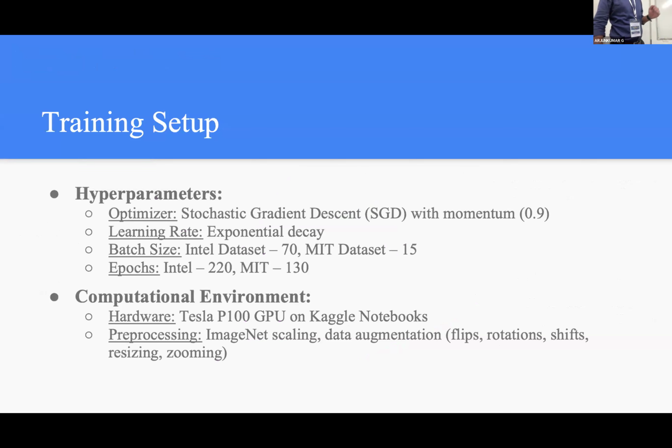The training setup and hyperparameters I used were stochastic gradient descent with a momentum of 0.9, learning rate of exponential decay, batch size of 15 for the MIT dataset and 70 for the Intel image dataset. Epochs, I used different epochs for MIT and Intel also. For the Intel dataset, the epochs are 220, and for MIT it was 130. The computational environment, as I mentioned earlier, was the Kaggle notebook.